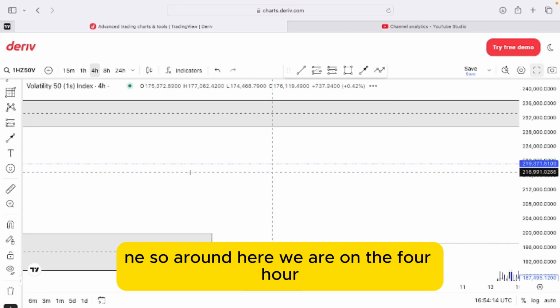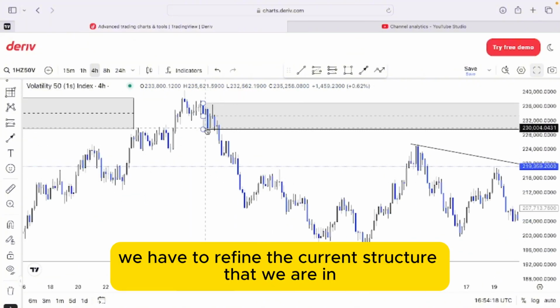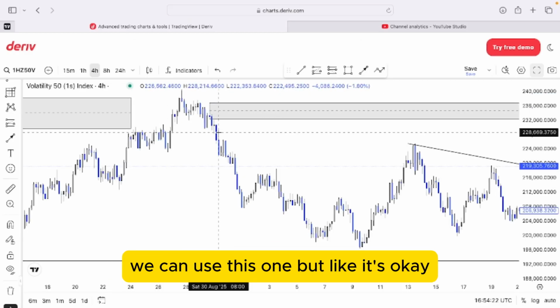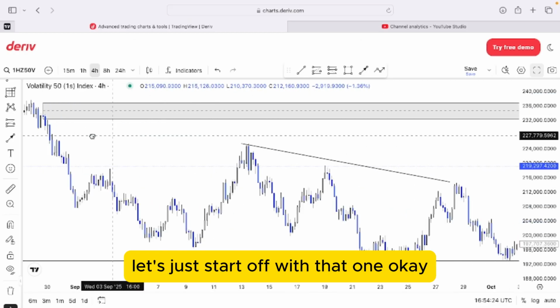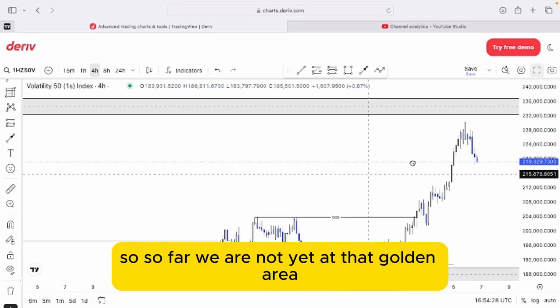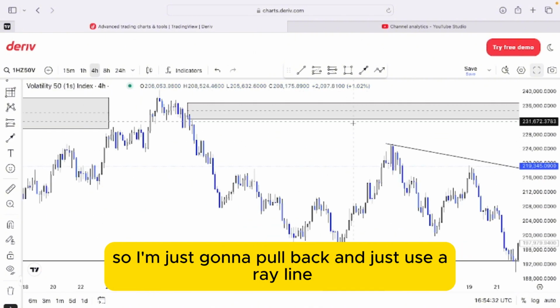So around here, we are on the 4 hour. So we have to refine the current structure that we are in. As you can see, this is the last candle that we're going to use. We can use this one, but it's okay. Let's just start off with that one. Okay, so far we are not yet at that golden area. So I'm just gonna pull back and just use a ray line.